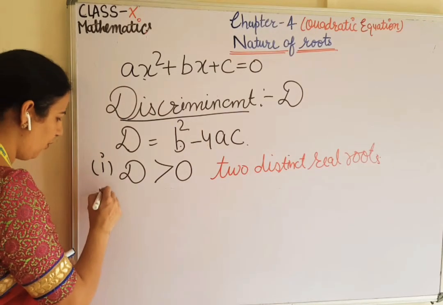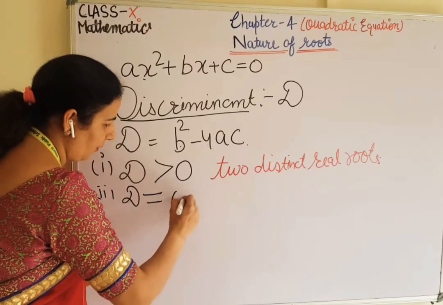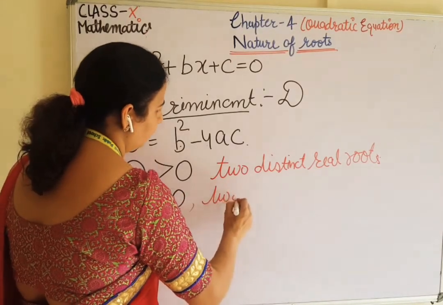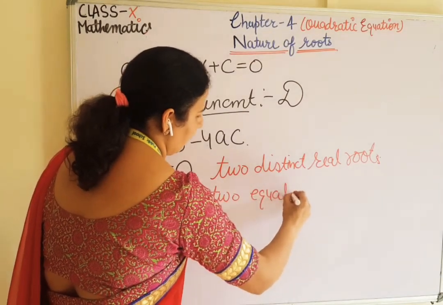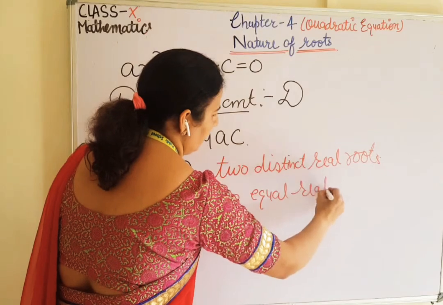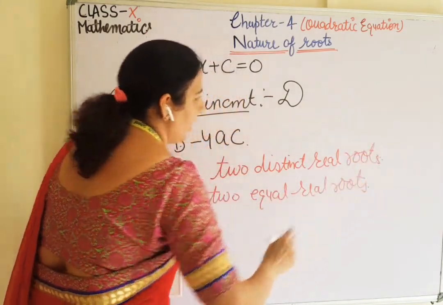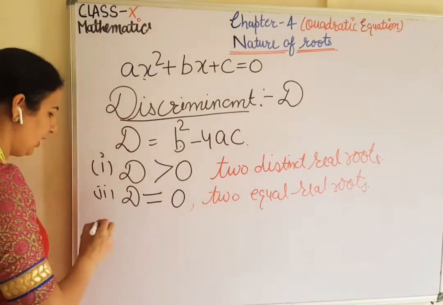If the value of D is equal to 0, then 2 equal real roots exist. Real means the set of rational and irrational numbers, so the roots can be rational or irrational.